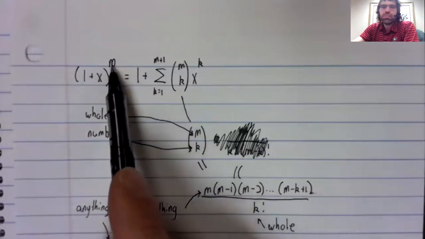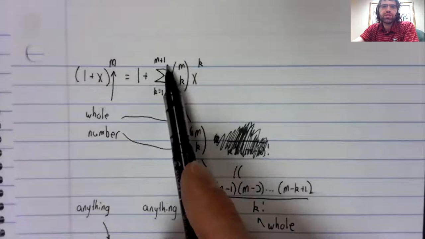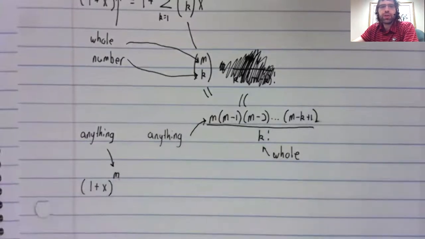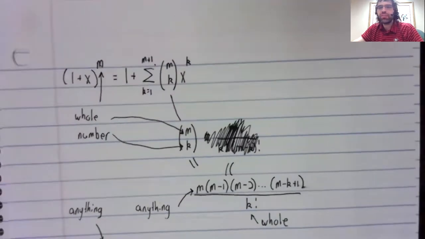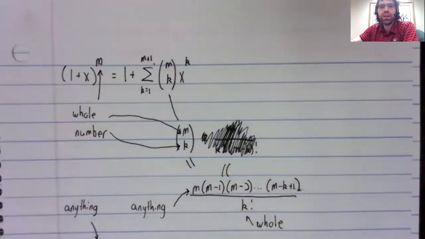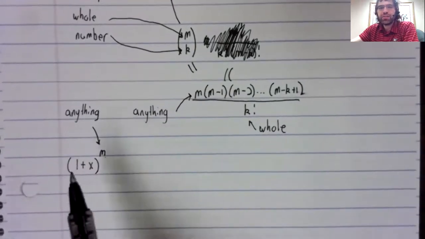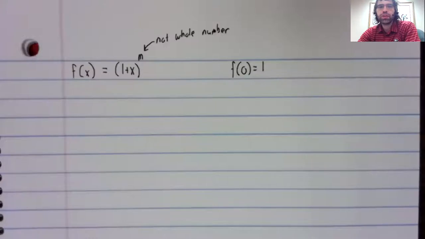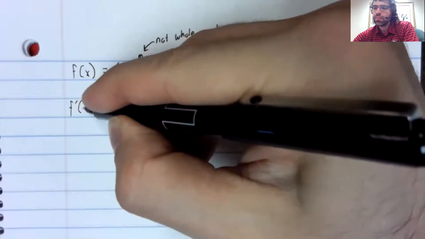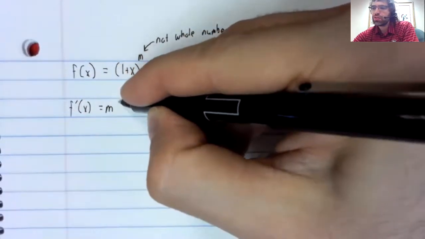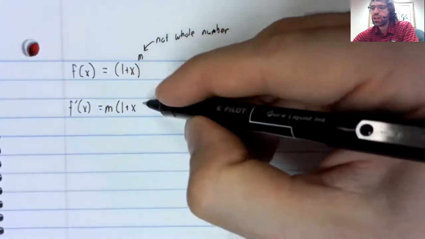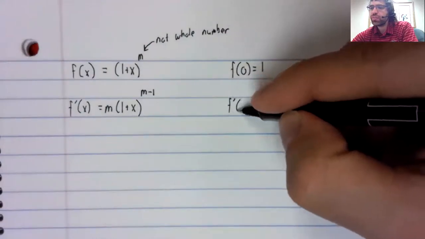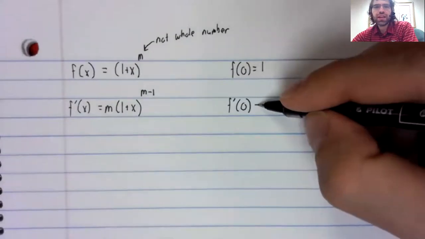When m is a whole number, we get a finite sum. The result of letting m be anything is that we're going to get an infinite series in place of this finite sum. In particular, let's look at the Maclaurin series of 1 plus x to the power of m. We start with the original function. We take its derivative. We are finding the Taylor coefficient here, and part of finding the Taylor coefficients is knowing the derivatives at zero.